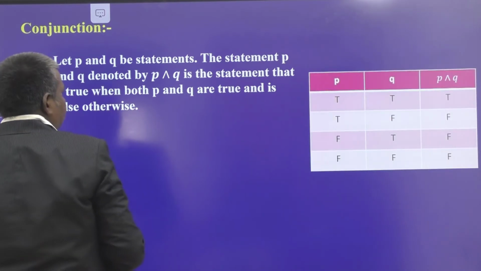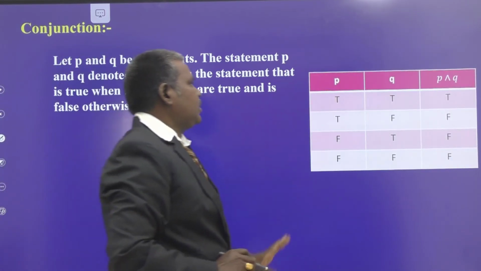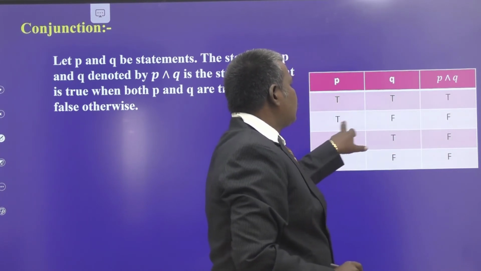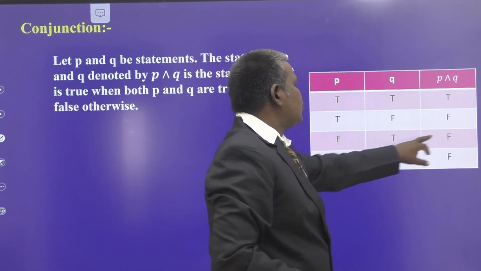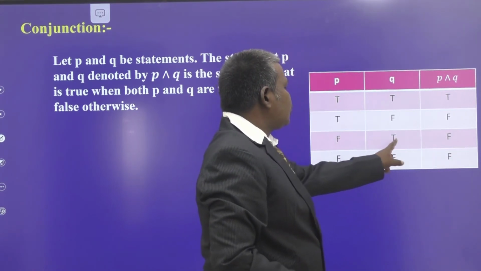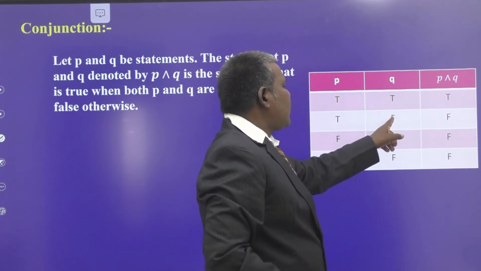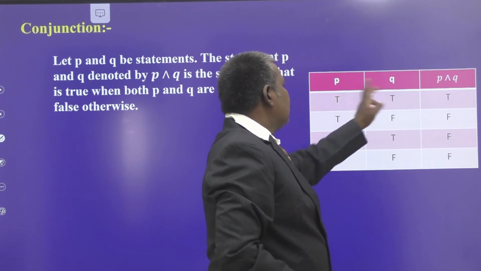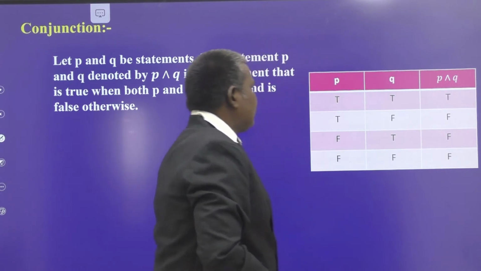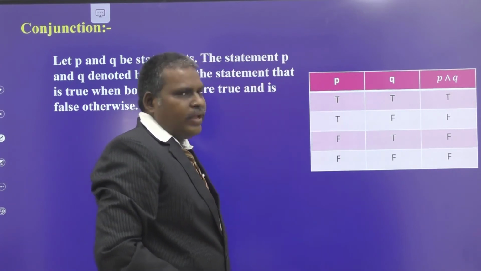Now, this is the truth table. P, Q, P and Q. True, true gives true. True, false gives false. False, true gives false. False, false gives false. In this manner, we can prepare the table. Already we explained.